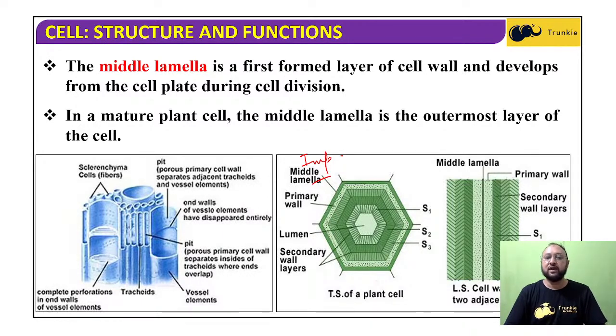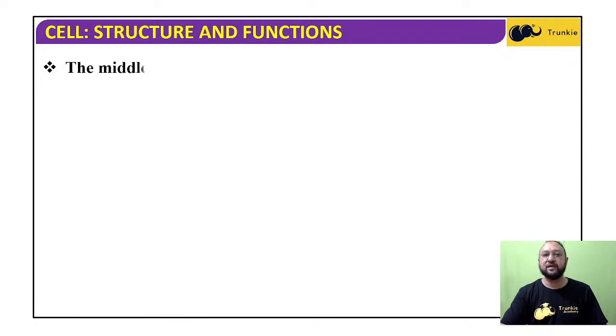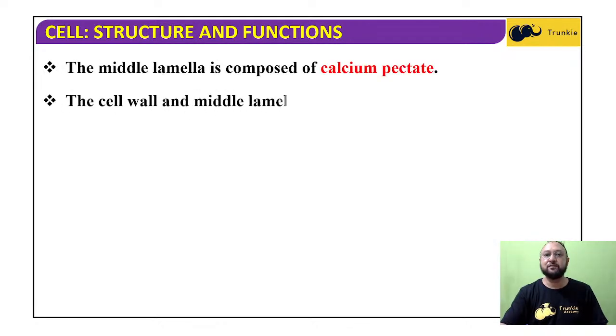If you cut the plant like this, it is a transverse section. If you cut longitudinally, you can also observe the middle lamella, then the primary wall, then the secondary wall, and there are S1, S2, and S3, the different parts of the cell. The middle lamella is composed of calcium pectate, as I told you.